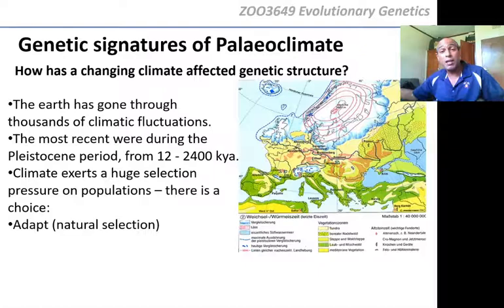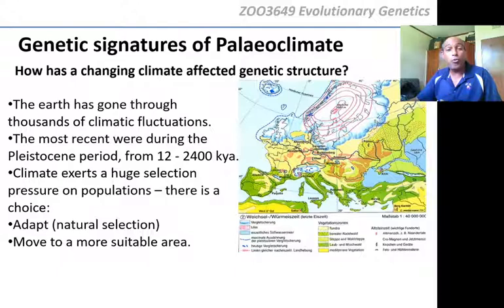So if you are an animal adapted to a grassland or a forest, what is going to happen to your population size during the Pleistocene? It's going to go up and down, depending on whether you are specializing into grasslands or into forests. All right, and so what happened? The populations had to adapt to the changes, right? If you don't adapt, you have to move to a suitable area.